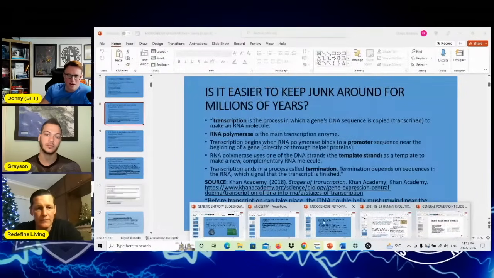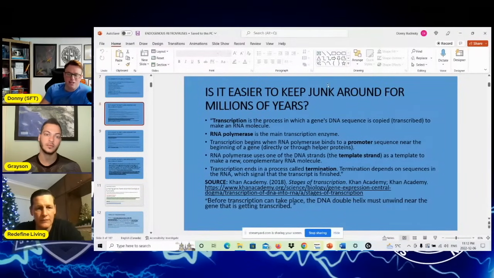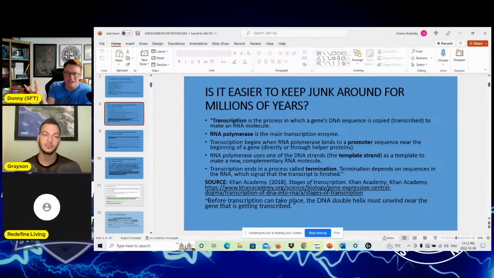But the most important point, and I'll wrap it up here, is: is it easier to keep junk around for millions of years? I find Grayson was downplaying how much energy the ATP is being used for in transcription. I feel like he was downplaying it. You could just study the process itself and everything involved with the RNA polymerase and the promoter, and just the process of taking the gene's DNA sequence and transcribing it to make an RNA molecule.